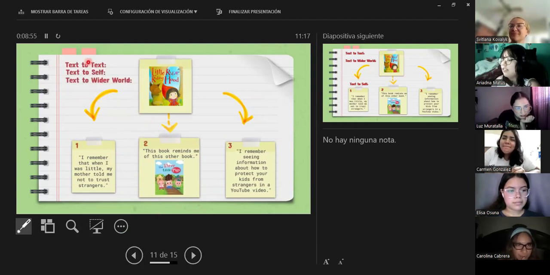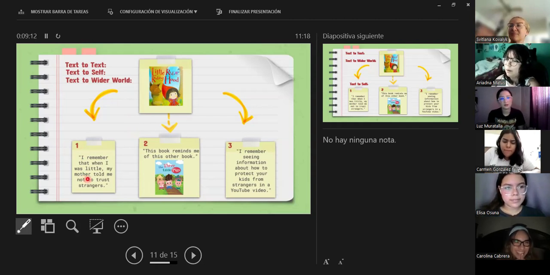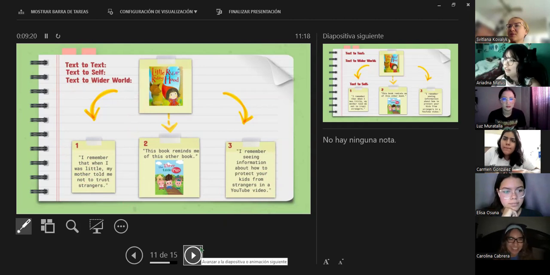Okay, text to text is more like, oh, this book reminds me of this other book, so it's in the second one. Okay. And what about text to self? I think it was the first one. Yeah, it's like a personal experience. My mom told me not to trust strangers. And the third one is from the third. And yes, it's more like, oh, I saw this in a video. Thank you.